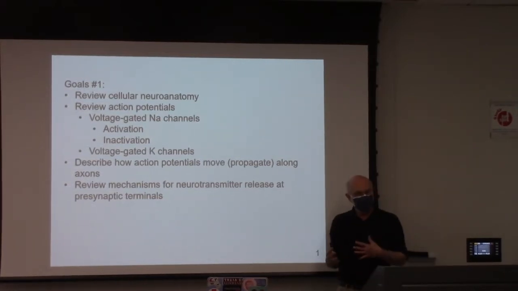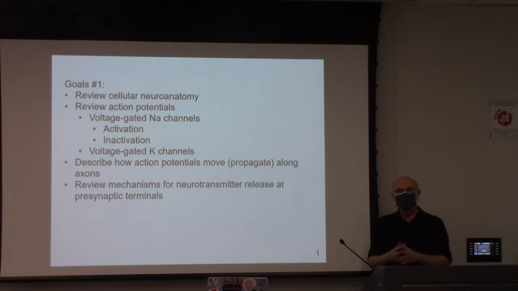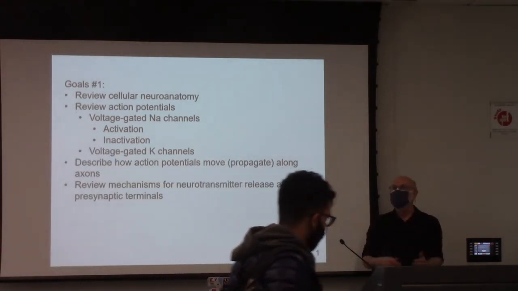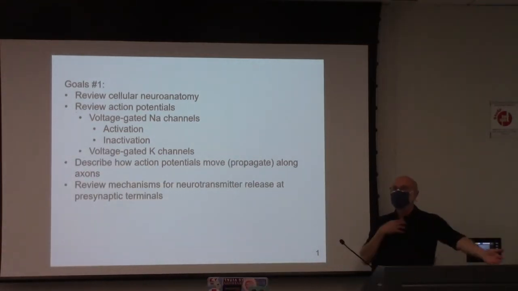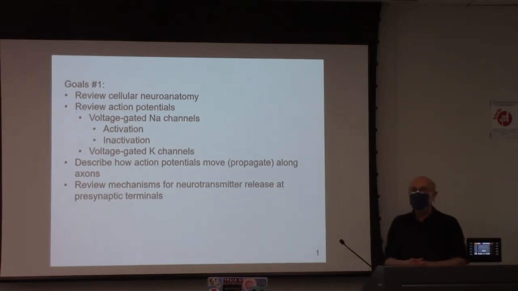So today, the two lectures today are going to start with a review of the cellular neuroanatomy that we worked on last week, and then a real quick review of what happens during action potentials so that we can get into the propagation, how action potentials move like a wave along an axon from your fingertips to your spinal cord, or from your spinal cord to your toe muscles. And then we'll talk about neurotransmitter release mechanisms.